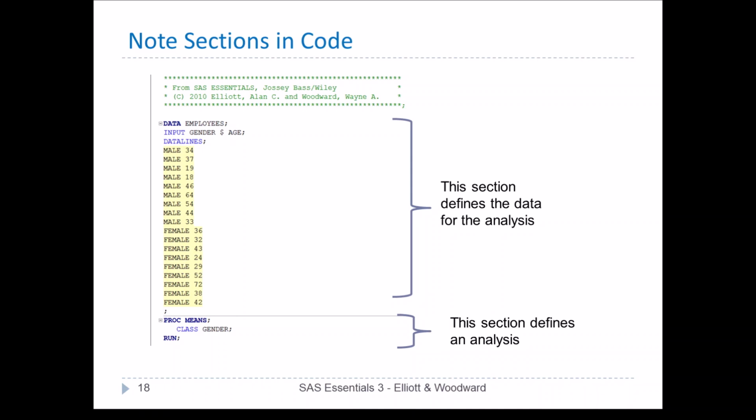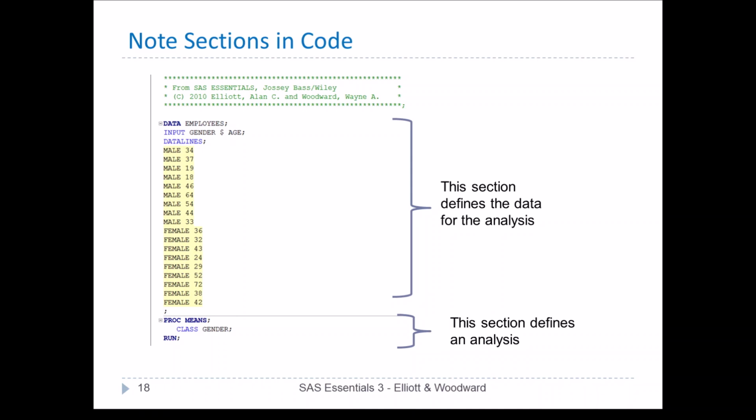Again, we're going to drill down into what all this means, but it's fairly explanatory. We're creating a data set called employees. It's going to contain two pieces of input, gender and age. Now, the dollar sign after the gender means that gender is going to be a text or string variable. You can think of the dollar sign as an S. Gender, string variable, and then age.